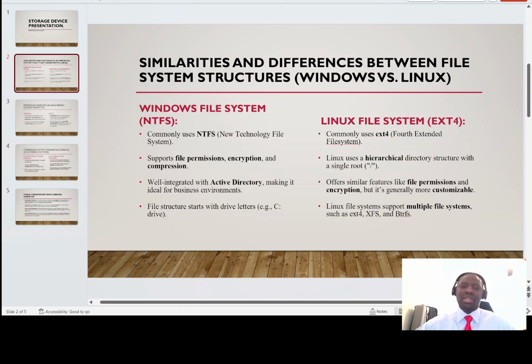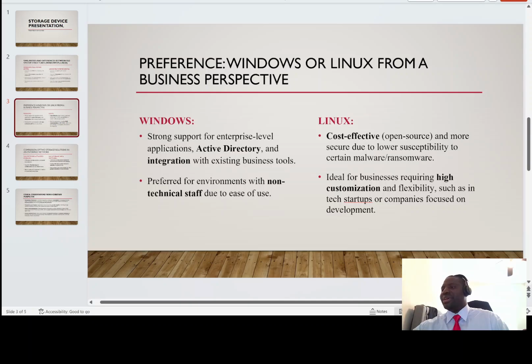In the Windows system, file structures start with a device letter, e.g., the drive. Meanwhile, in the Linux structure, the file system supports multiple file systems such as XFS and Btrfs.